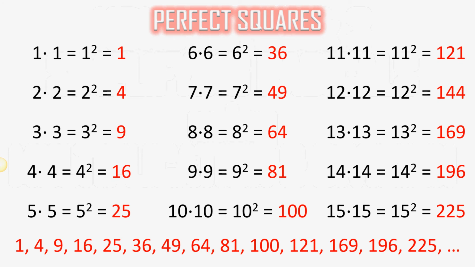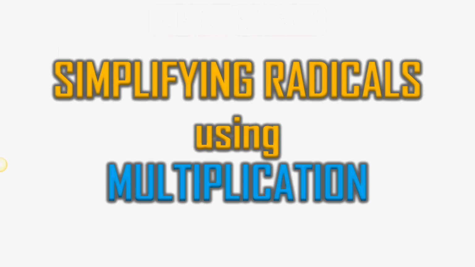So first off, you have to understand what perfect squares are. When you multiply a number by itself, you get a perfect square. So 1 times 1 is 1 squared, gives you 1. 2 times 2 is 2 squared, gives you 4, and so forth. On the bottom of the screen, I've listed the perfect squares from 1 squared to 15 squared. You can pause the video and write those down and look at the examples up top, but most of these you should know. So we want to simplify radicals using multiplication.